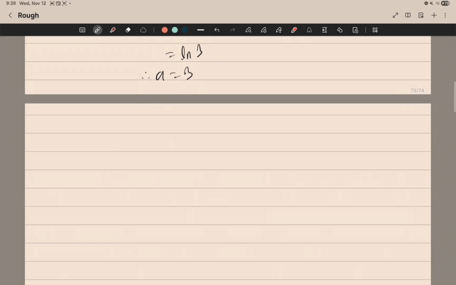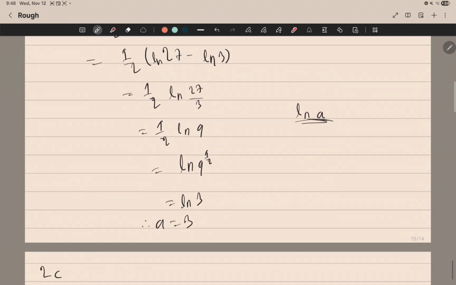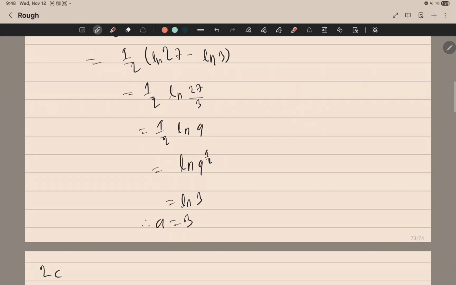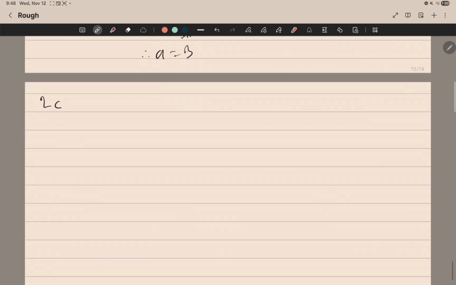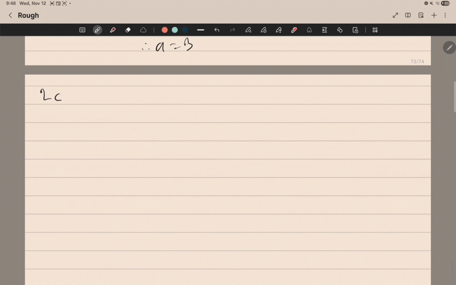Now let's finally go to the other question. Oh, before that, sorry, I forgot something. The formula that I used here is this formula, and for this one has to be greater than 0. Yeah, so this is the formula I used.